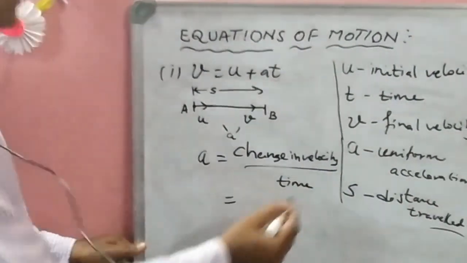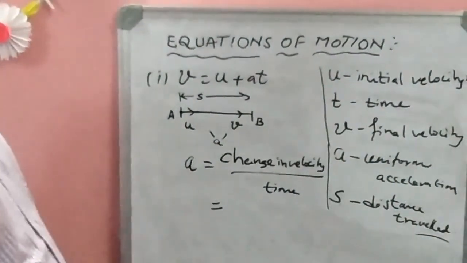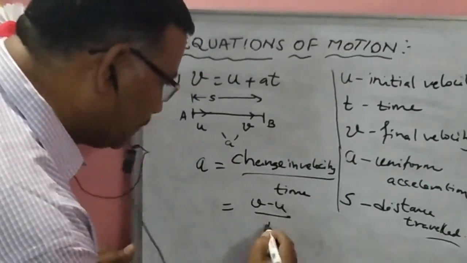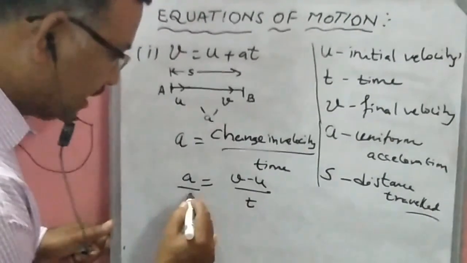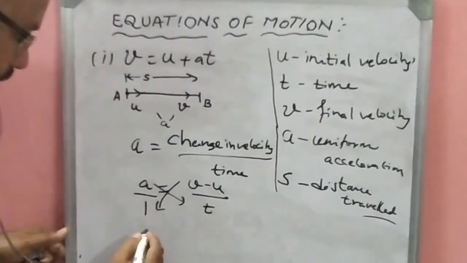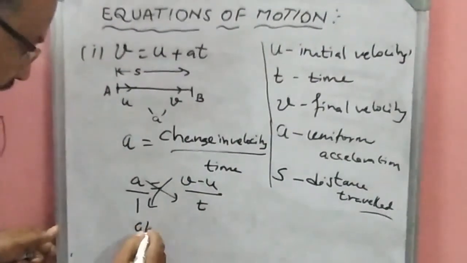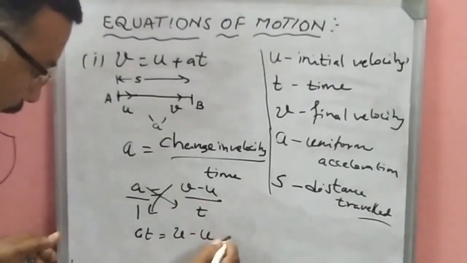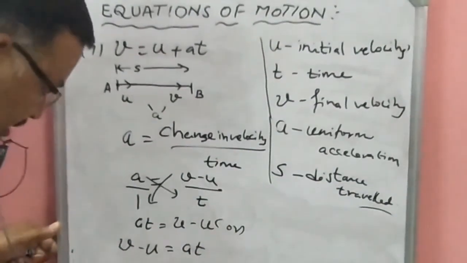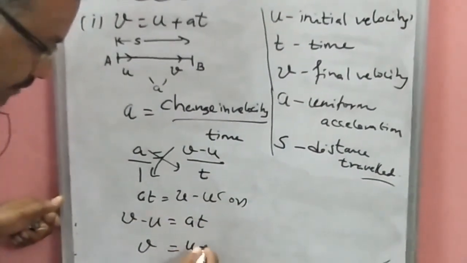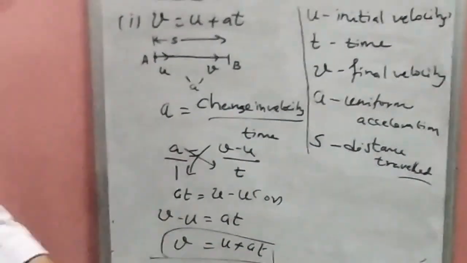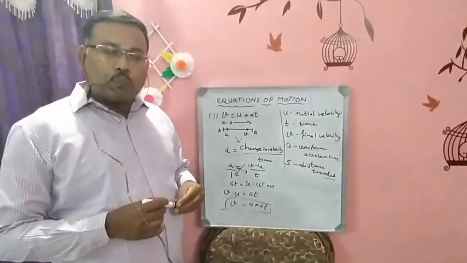What is change in velocity? Initial velocity is u, final velocity is v. So final velocity minus initial velocity, that means v minus u by t. So a is equal to v minus u by t. Here the denominator is nothing, so I am putting 1. If you do cross multiplication, we will get at is equal to v minus u, or otherwise we can also write v minus u is equal to at. v is equal to, minus u comes this side, we can write plus u, u plus at. So v is equal to u plus at. So we have derived the first equation, v is equal to u plus at.